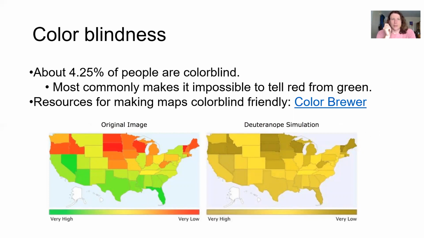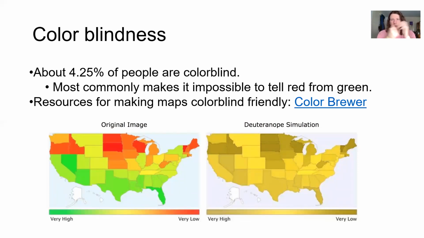Additionally, it's very, very important to be cognizant of accessibility when mapping. So about 4.25% of the population is colorblind. There are a variety of different types of color blindness, but the most common one is red-green color blindness. So generally speaking, you want to avoid having gradations between green and red on the same map. This image below shows an example of what a red to green color gradation looks like for someone who has color blindness. So typically speaking, you want to avoid using red to green gradations.